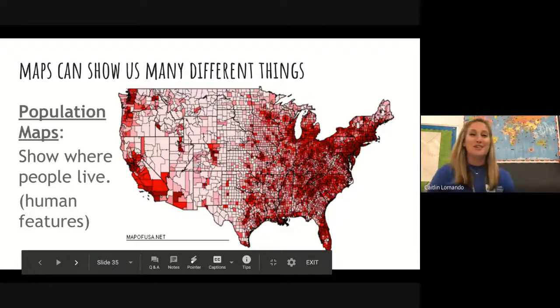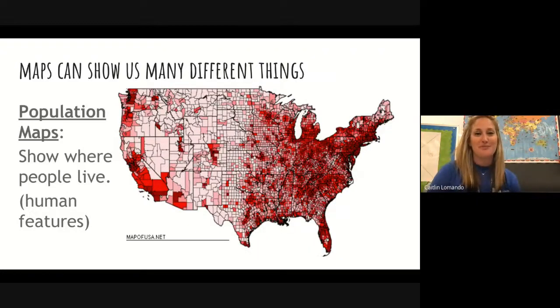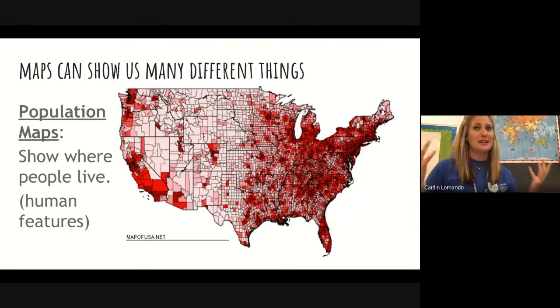Maps can still show us many different things. This is a population map. This shows where people live. So that's a human feature. If you look at this map of the United States of America, the darker color red is where more people live. The lighter color pink is where fewer people live. So I bet you can see pretty easily where more people live in the United States of America and where fewer live.